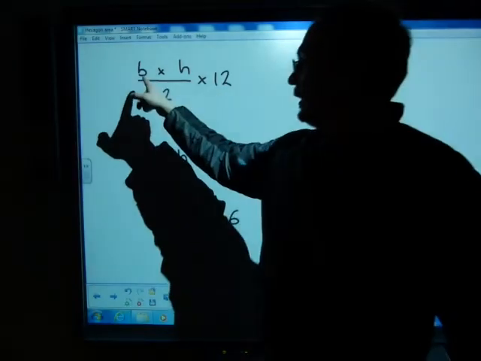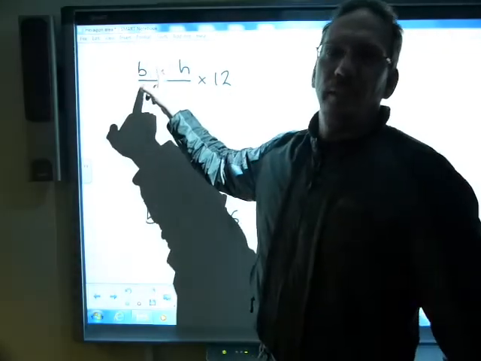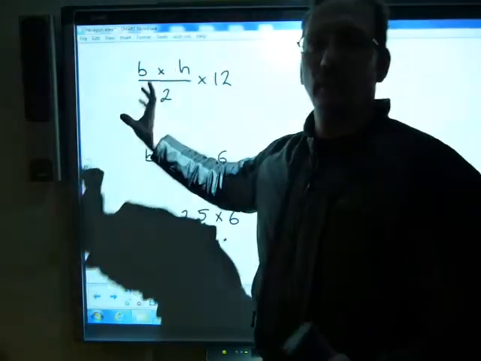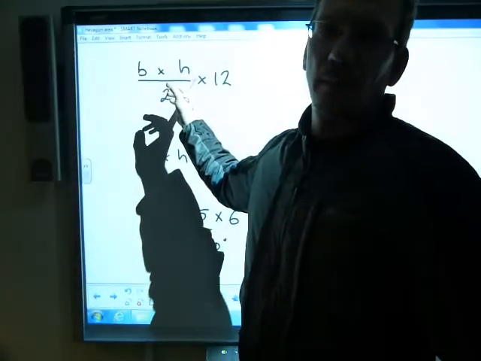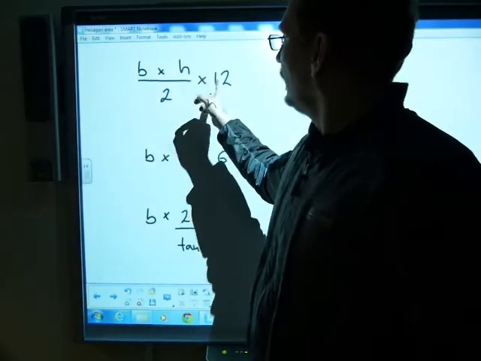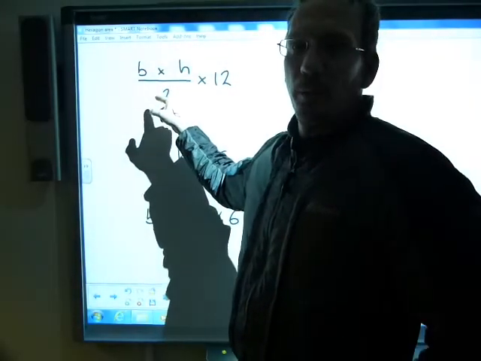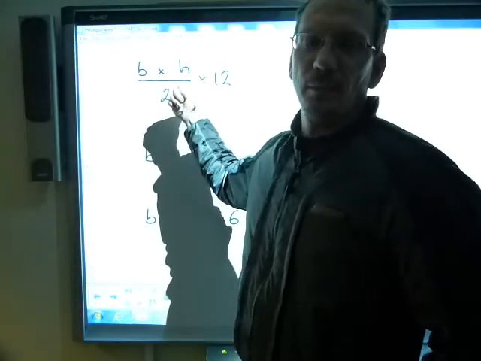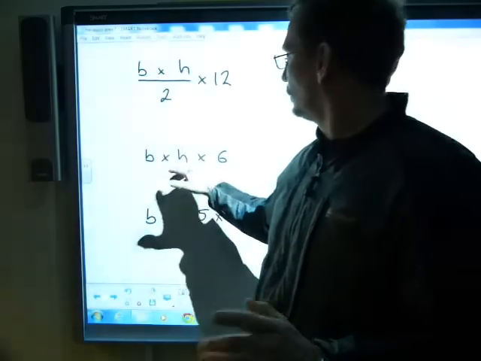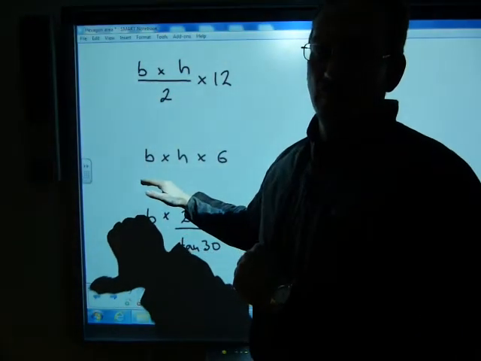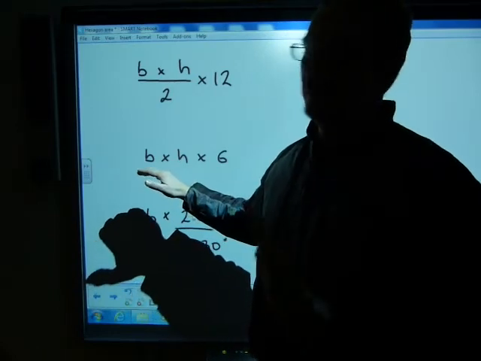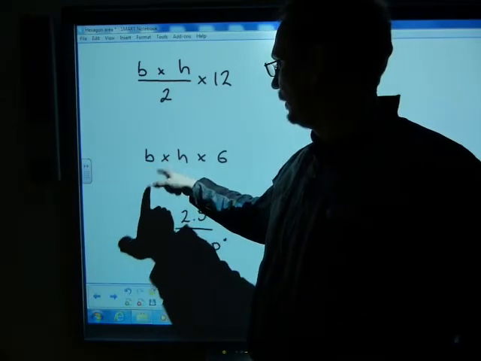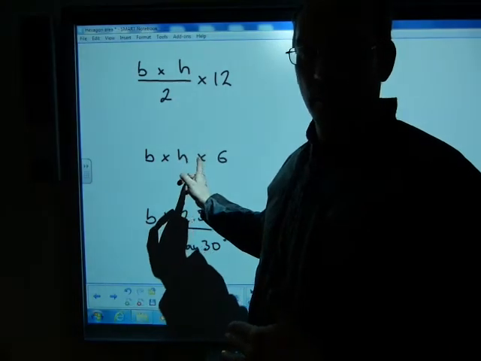What we did here just now is we multiplied the base with the height of the small triangle, of which we have 12. We divided by 2 and then multiplied by 12. Now instead of dividing by 2 and multiplying by 12, we might as well just multiply by 6, right? Instead of chopping it in half and multiplying by 12, we just multiply by 6. So we did base times height times 6.